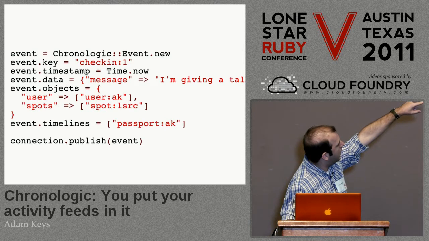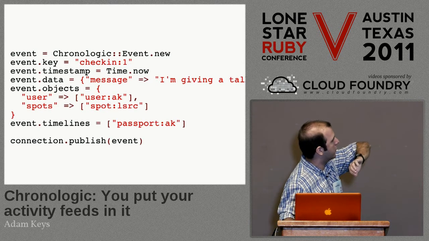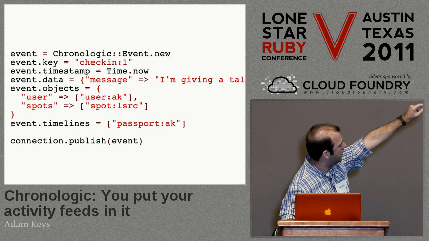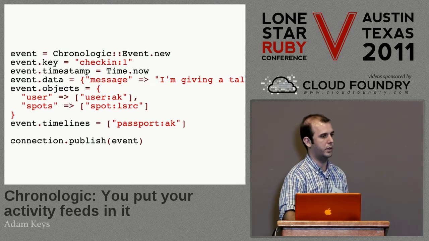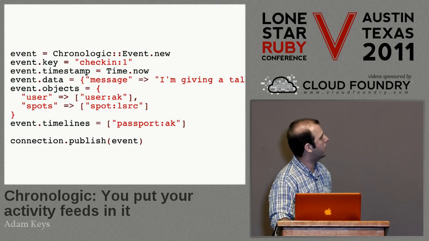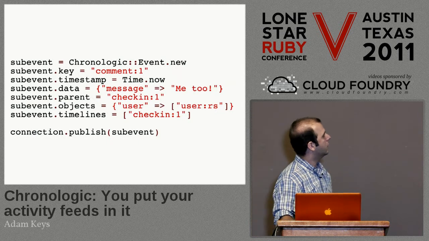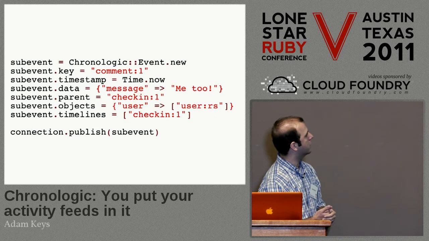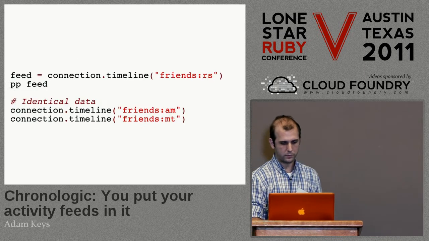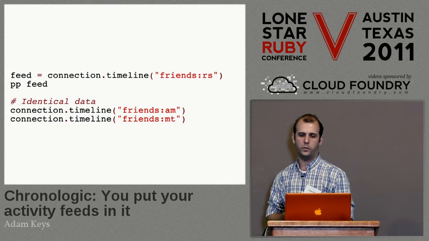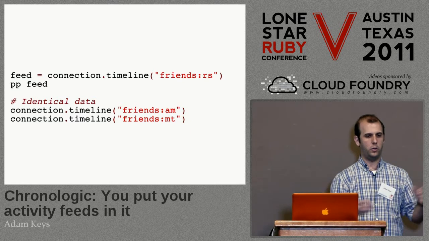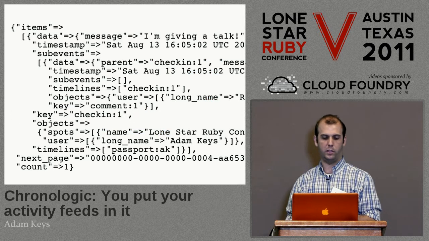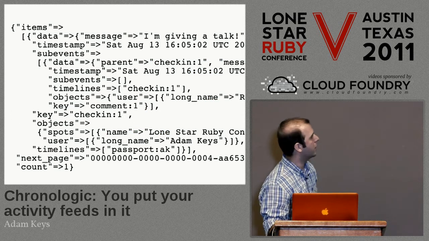When I check in, I say the message is I'm giving a talk. The objects is going to reference my user and the Lone Star Ruby conference spot, and then it's going to post to my timeline. And then someone is going to leave a comment. I believe it's Richard. So he says, I'm here too. We publish that event. And we pull, so if Richard pulls his timeline, he will see all this stuff, but Michaela and Matt Thompson will see it as well. So this is the structure that would come back.